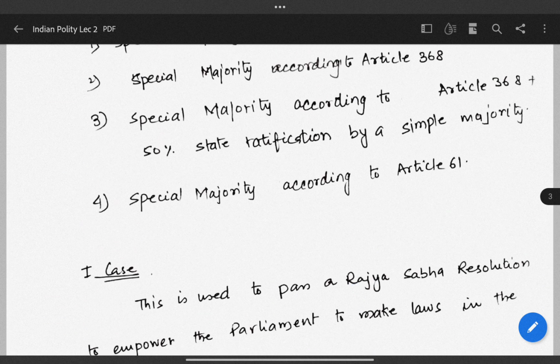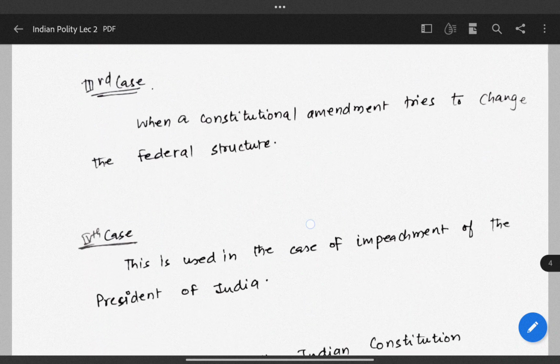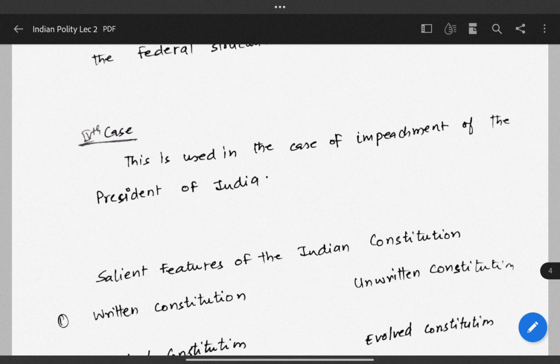Now we are going to discuss the very last case, special majority according to article number 61. This is used in the case of impeachment of the President of India.